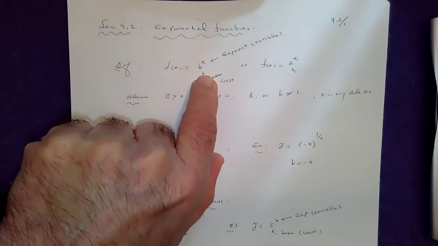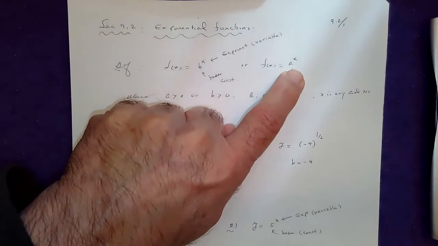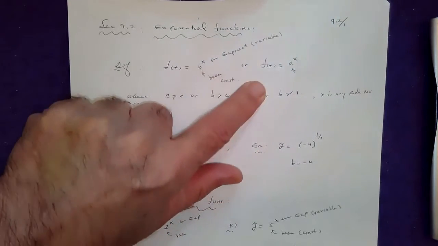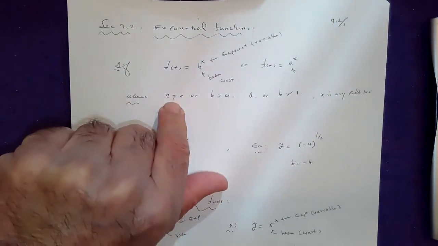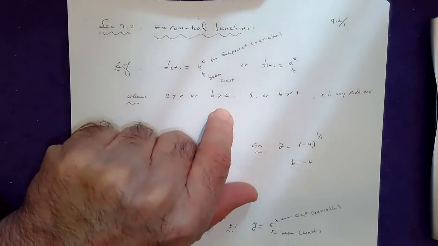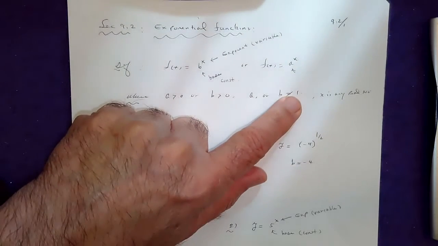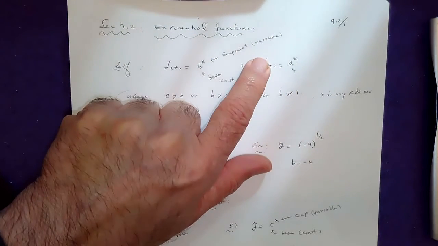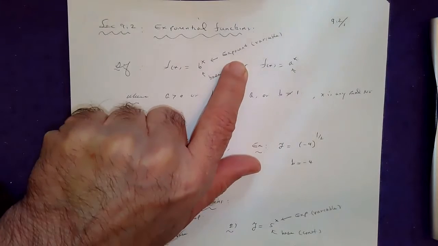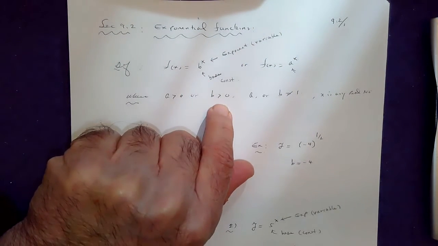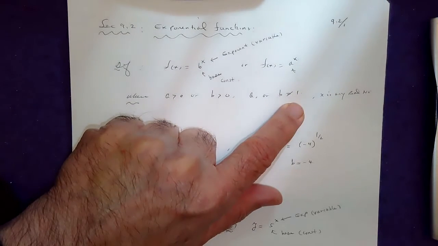In some books they use b. I think in our textbook they use a. A is the base. The only catch is there are restrictions on these guys. A has to be positive and cannot be 1. But x is any real number. So there is no restriction on x. But the base has to be positive and it cannot be equal to 1.